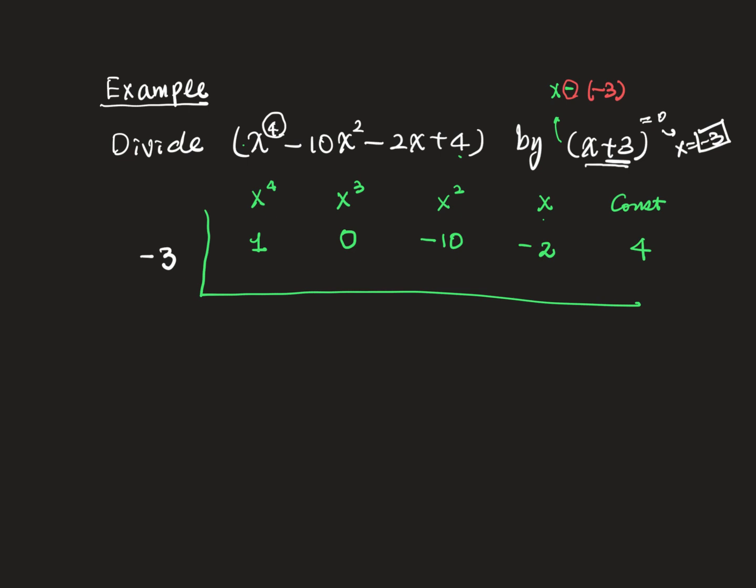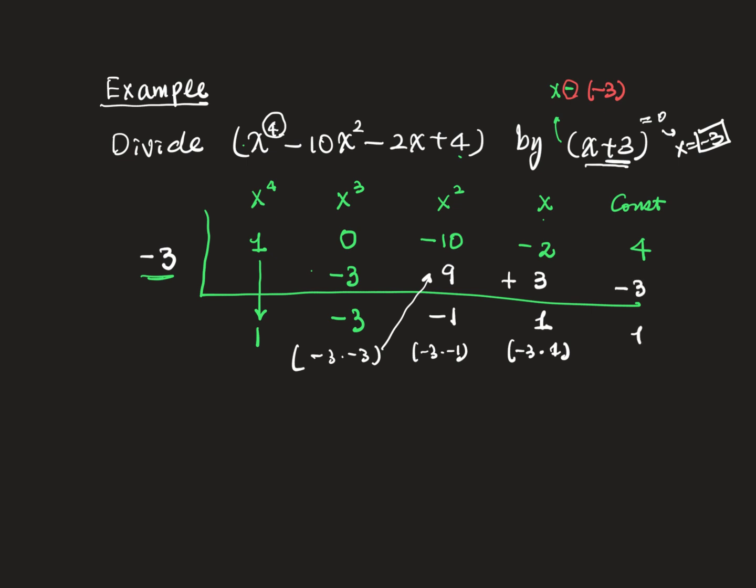So let's do it one by one, guys. Bring down 1. 1 times negative 3 is negative 3. What's the next step? You add. Make sure you add, guys, not subtract. Negative 3 times negative 3 is 9. So add, negative 1. Negative 3 times negative 1 is 3. Add, that's 1. Negative 3 times 1 is negative 3. Add, here is a 1. Okay, so what does this represent, guys?